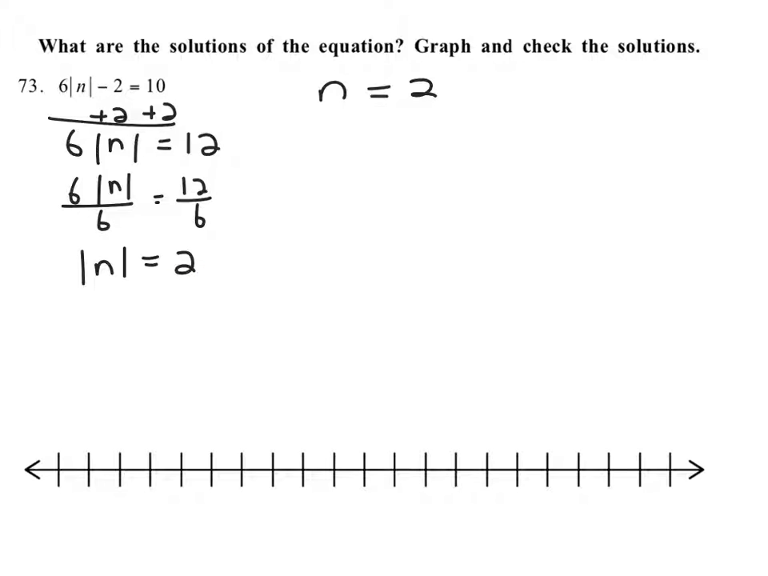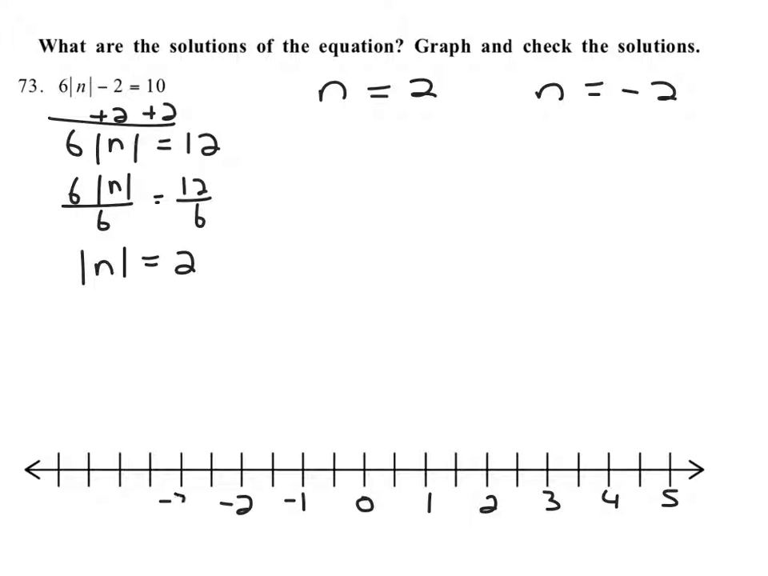And then you do it a second time. Take what's inside and set it equal to the opposite, right here, negative 2. The reason is the absolute value of 2 is 2, and the absolute value of negative 2 is 2. Both of these numbers for n give you an absolute value of 2. How do you graph it? Well, let's mark it. This is 0. This is, let's say, 1. This is 2, 3, 4, 5.